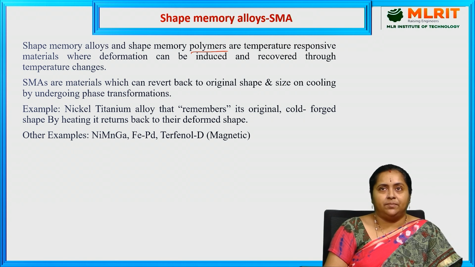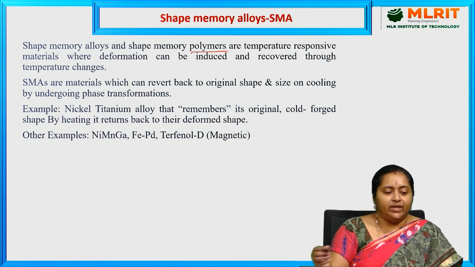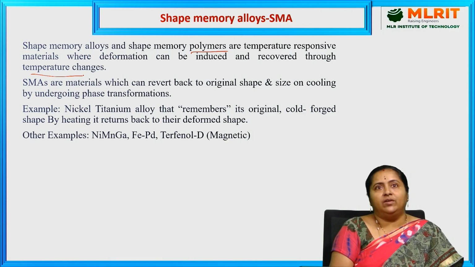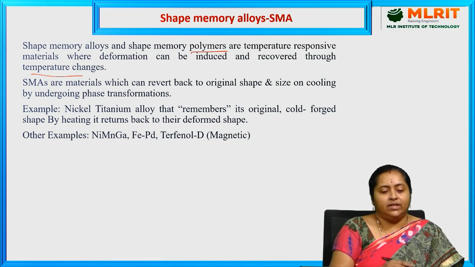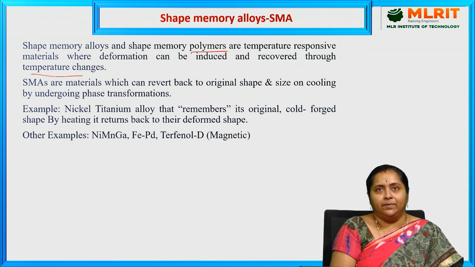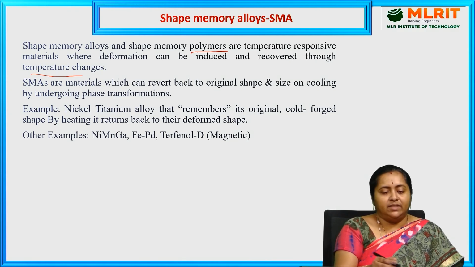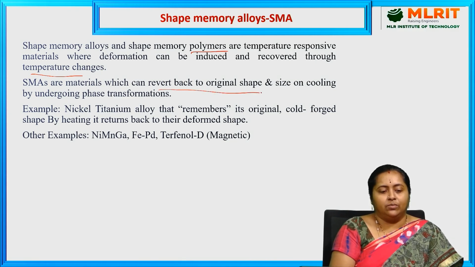That means whenever such a smart material is subjected to heating by supplying some amount of temperature, both are able to respond. Such materials are called shape memory smart materials, where deformation can be induced and recovered through temperature changes. When heated, it deforms, and after cooling it will come back to its original form. So they are able to memorize their original shape when subjected to heating and then cooling.